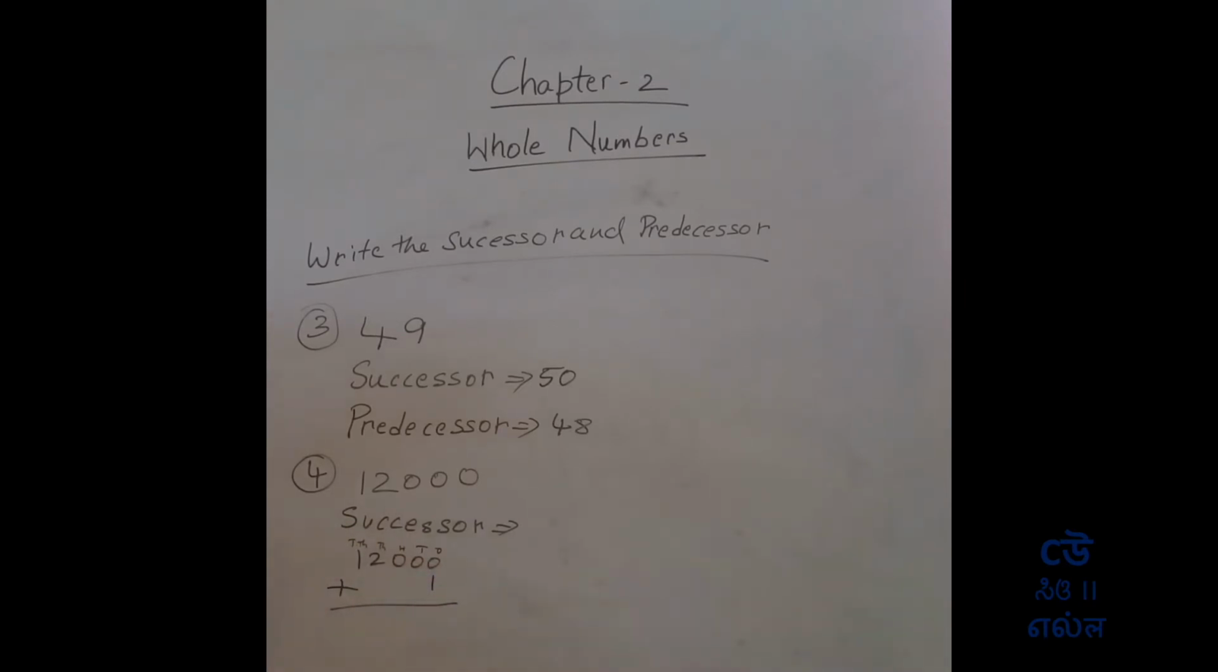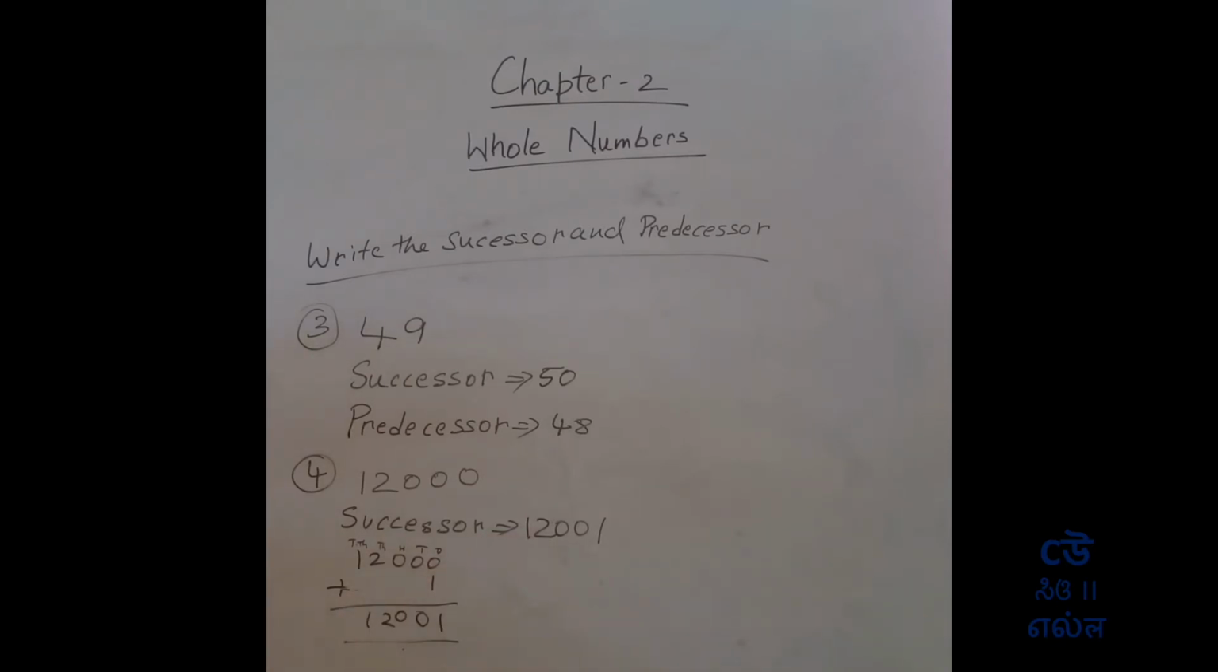Because only 1's place we have, you have to add 1 in 1's place. Don't add somewhere else here. You will get a wrong answer. Okay. So 0 plus 1 is 1. So what is the answer we got? 1, 2, 0, 0, 1. This is the answer. Okay. 1, 2, 0, 0, 0. Next successor number is 1, 2, 0, 0, 1.